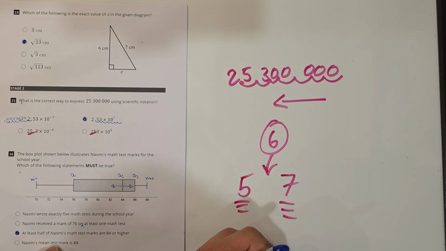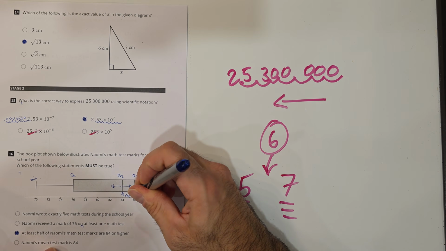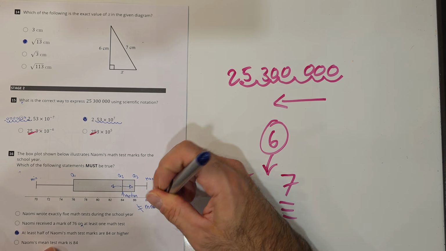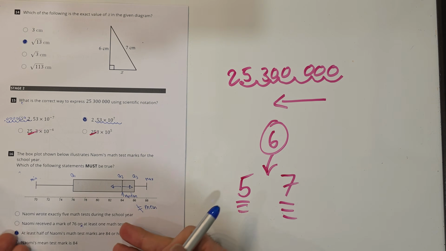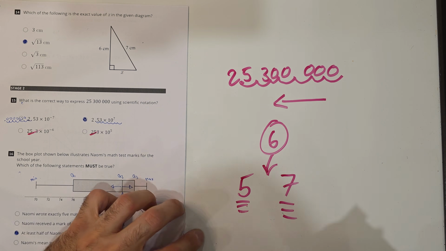Naomi's mean test mark is 84. The mean test mark, no, this is the median. It is not the mean. We don't know the mean. We don't have the data to calculate the mean. So that's the only statement that can be true. Let's keep going.